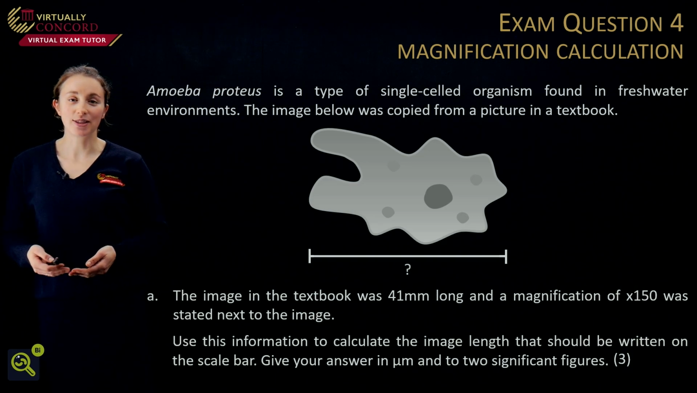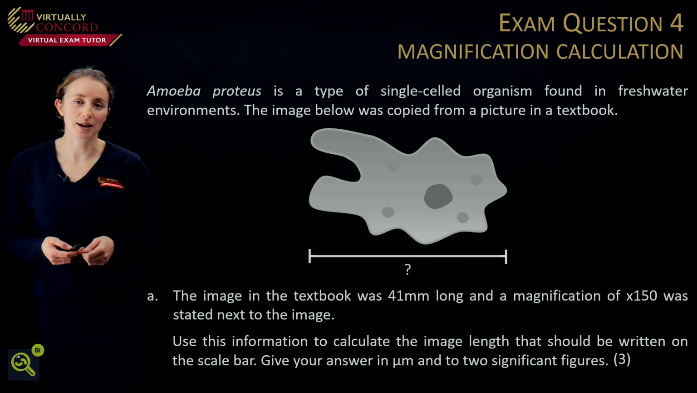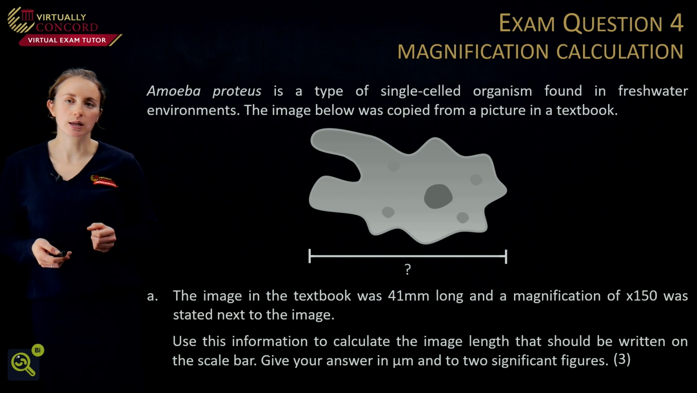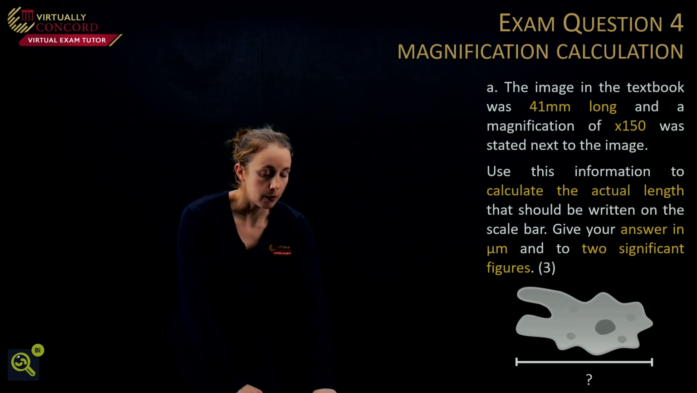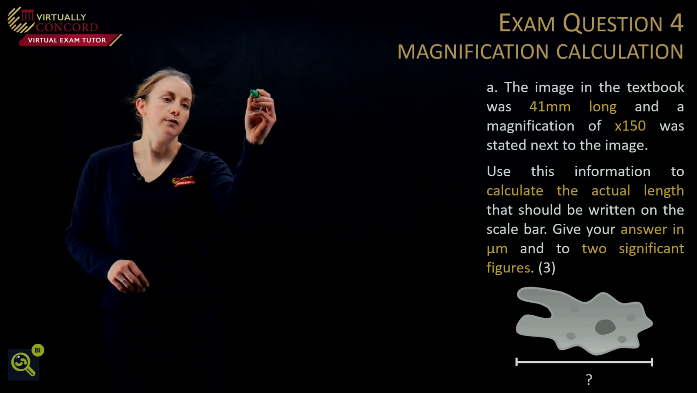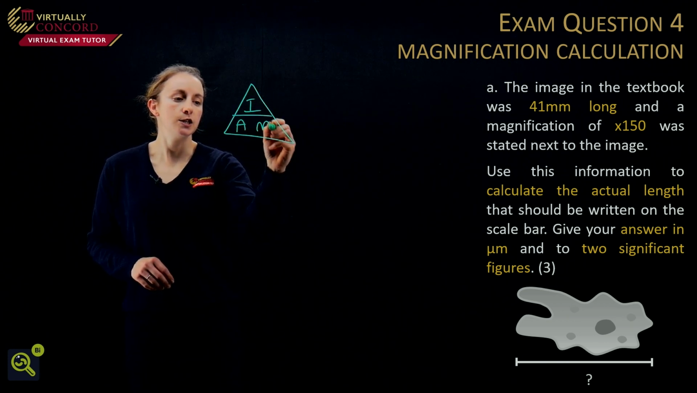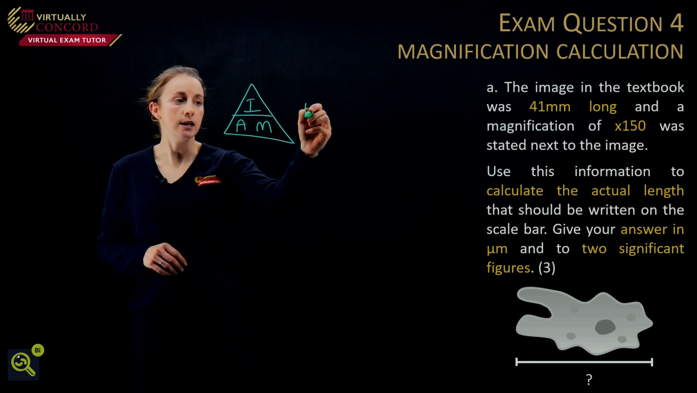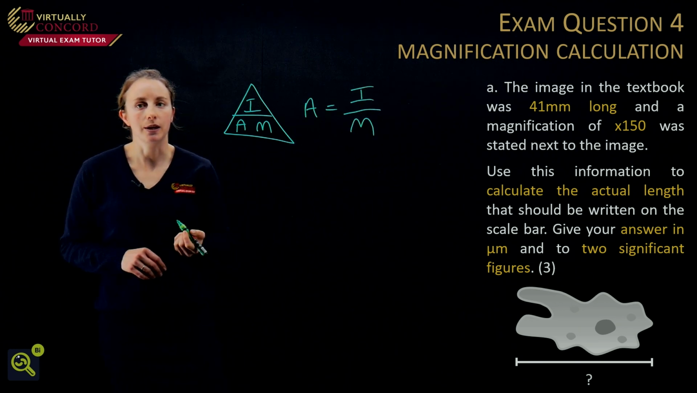Question number 4 is another magnification question, and in this case we're given an image of an amoeba with the actual size missing off the scale bar. And we're given quite a lot of information in the question, so your job is to pick out the most relevant bits of information to use in your calculation. Now I would always start with your magic magnification triangle, and in this case we're asked to calculate the actual size, so actual size is image size divided by magnification.